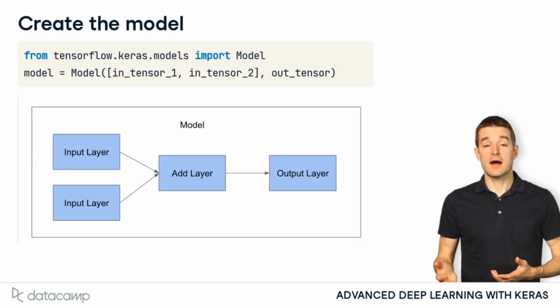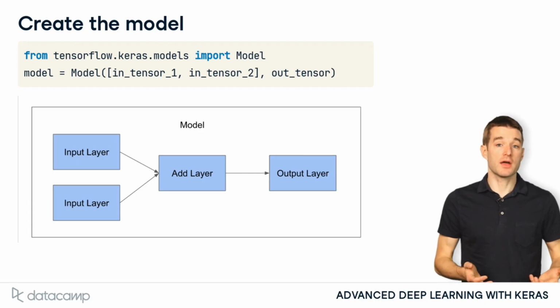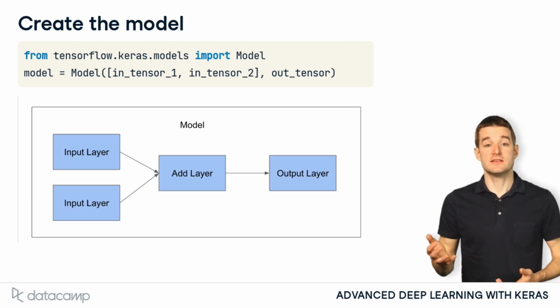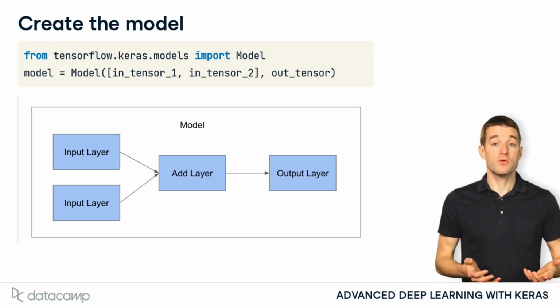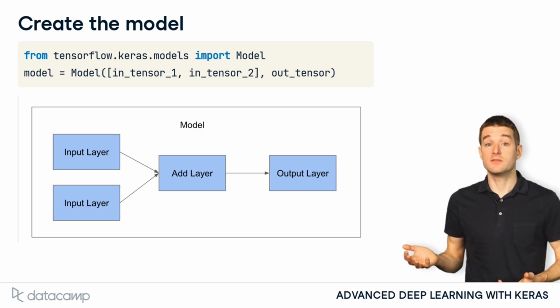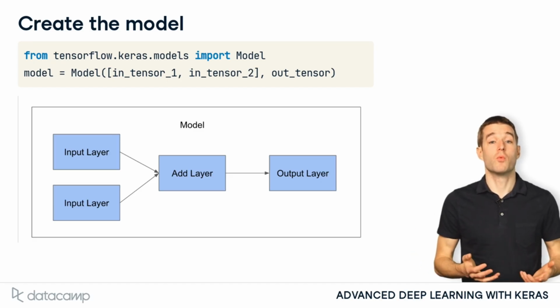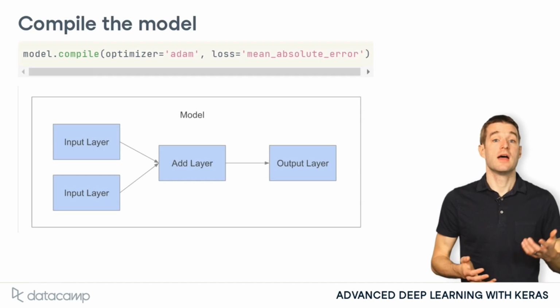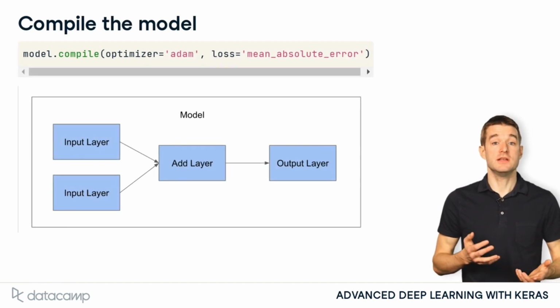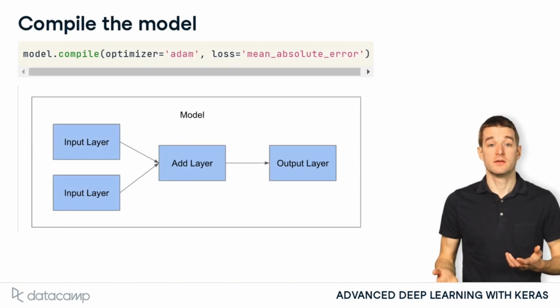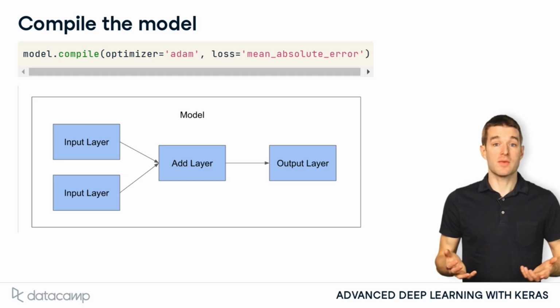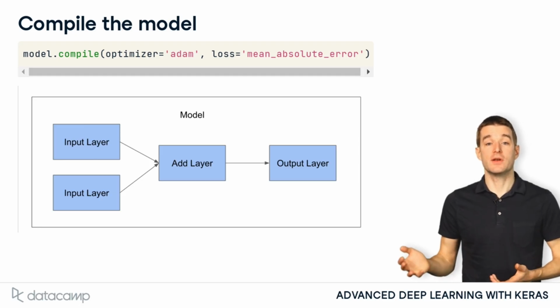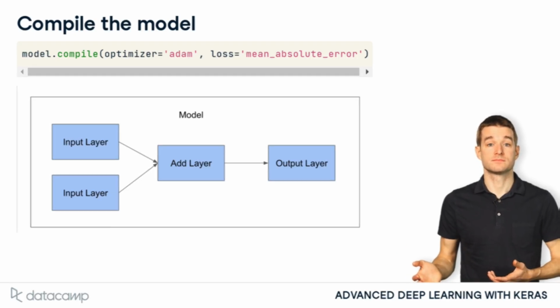Now you can wrap the output from your add layer inside a model, which will then allow you to fit it to data. Note that the model takes in a list of inputs because it has more than one input. As with other Keras models, you need to compile it before fitting. Use the Adam optimizer and mean absolute error as the loss function.